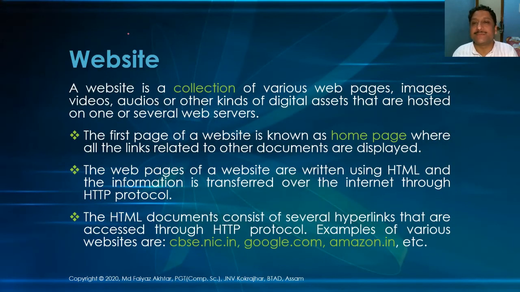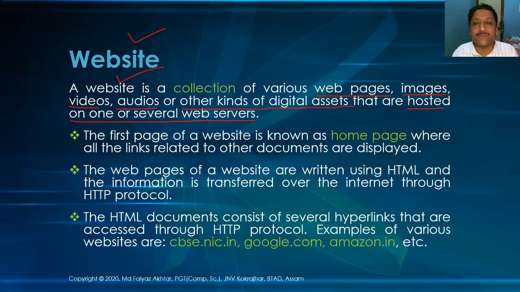Now come to website. What is a website? We have talked a lot about website. Now understand how we can define it. What is the definition of a website? A website is a collection of various web pages. And what is a web page? A web page is a collection of images, videos, audios, other kinds of digital assets that are hosted on one or several web servers. So a website is a collection of web pages, and each web page may contain image, video, audio, digital text, message. This mixed collection of these things is known as a website.